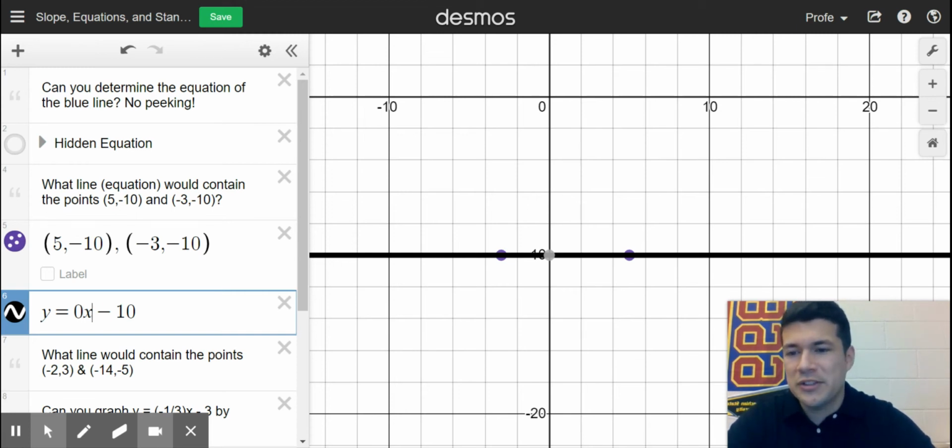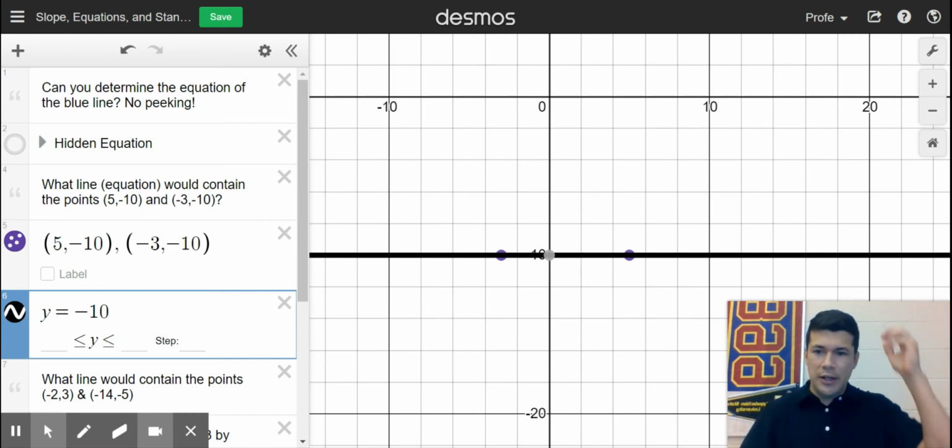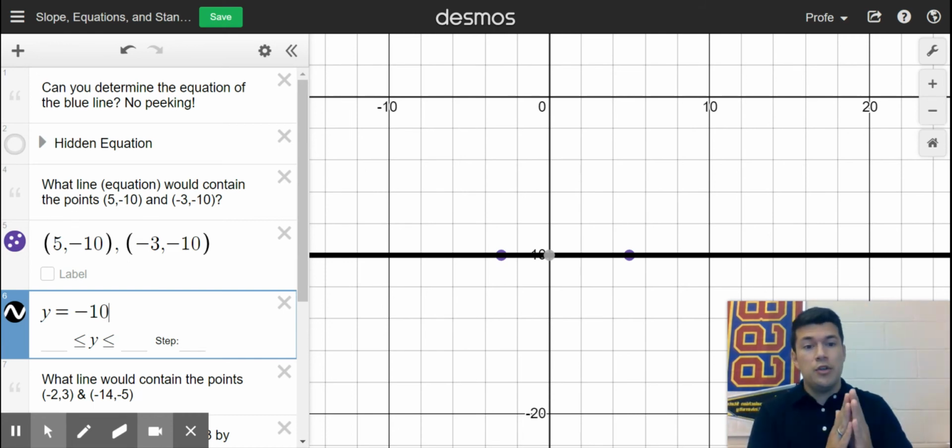Now, if you have 0x, you don't really need it, which means that this equation can be written as y equals negative 10. That is the trick with a horizontal line. You have a slope of 0 for a horizontal line, so that's y equals negative 10. For a vertical line, you would have an undefined slope, so you don't call that a function at all because it fails the vertical line test. That would be, for example, x equals negative 10 if you have a vertical line.